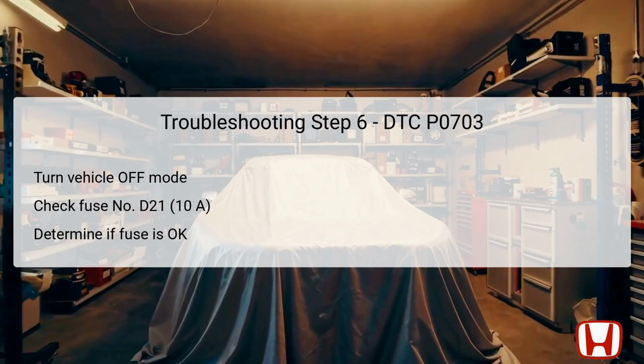For troubleshooting step 6, connected to DTC P0703, your first action is to switch the vehicle to the off or lock position. Next, locate and check the condition of fuse number D21, which is a 10 amp fuse linked to the under-dash fuse/relay box. This fuse plays an integral role in the operation of the brake pedal position switch and related components. If the fuse is found to be intact, it indicates that there may be an open circuit in the IG1 ACG wire between the D21 fuse and the brake pedal position switch that needs to be repaired.